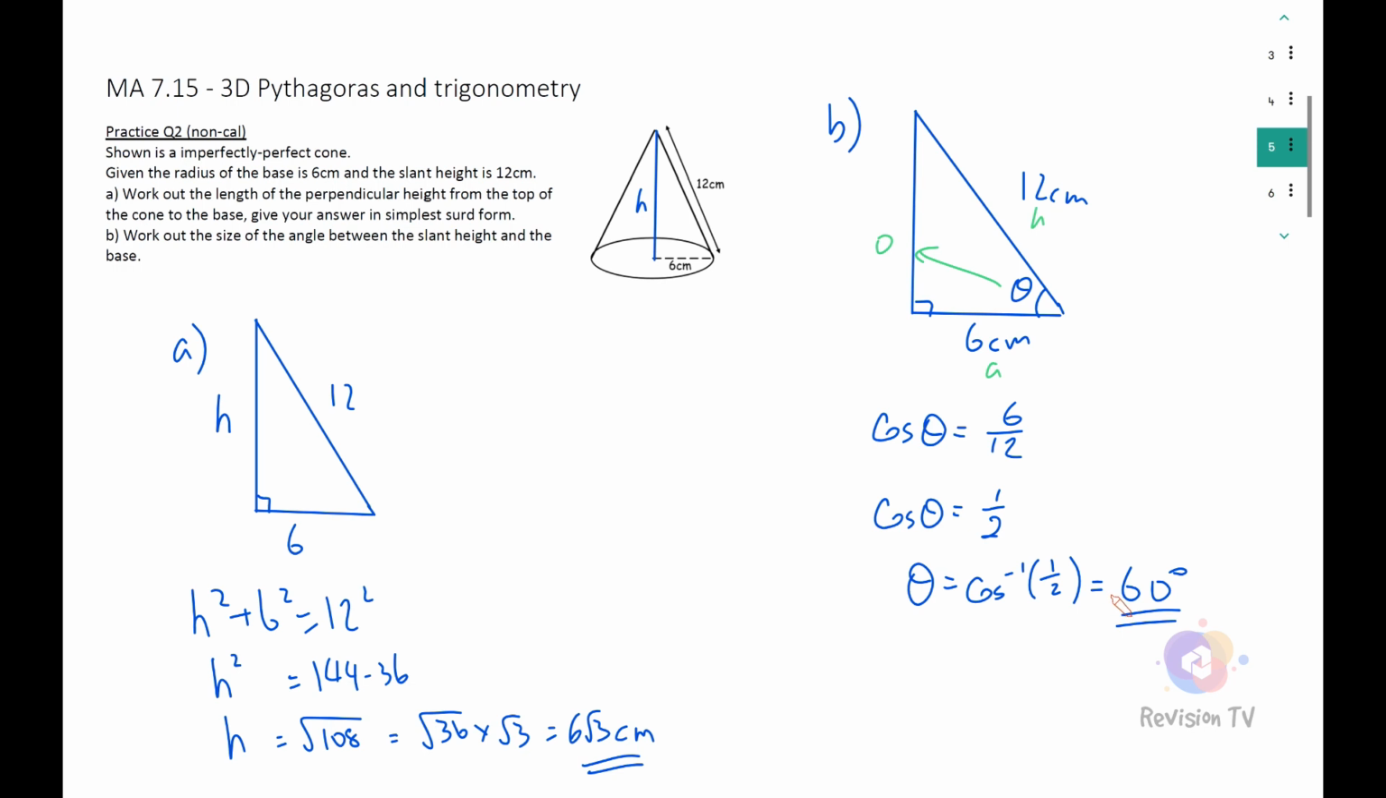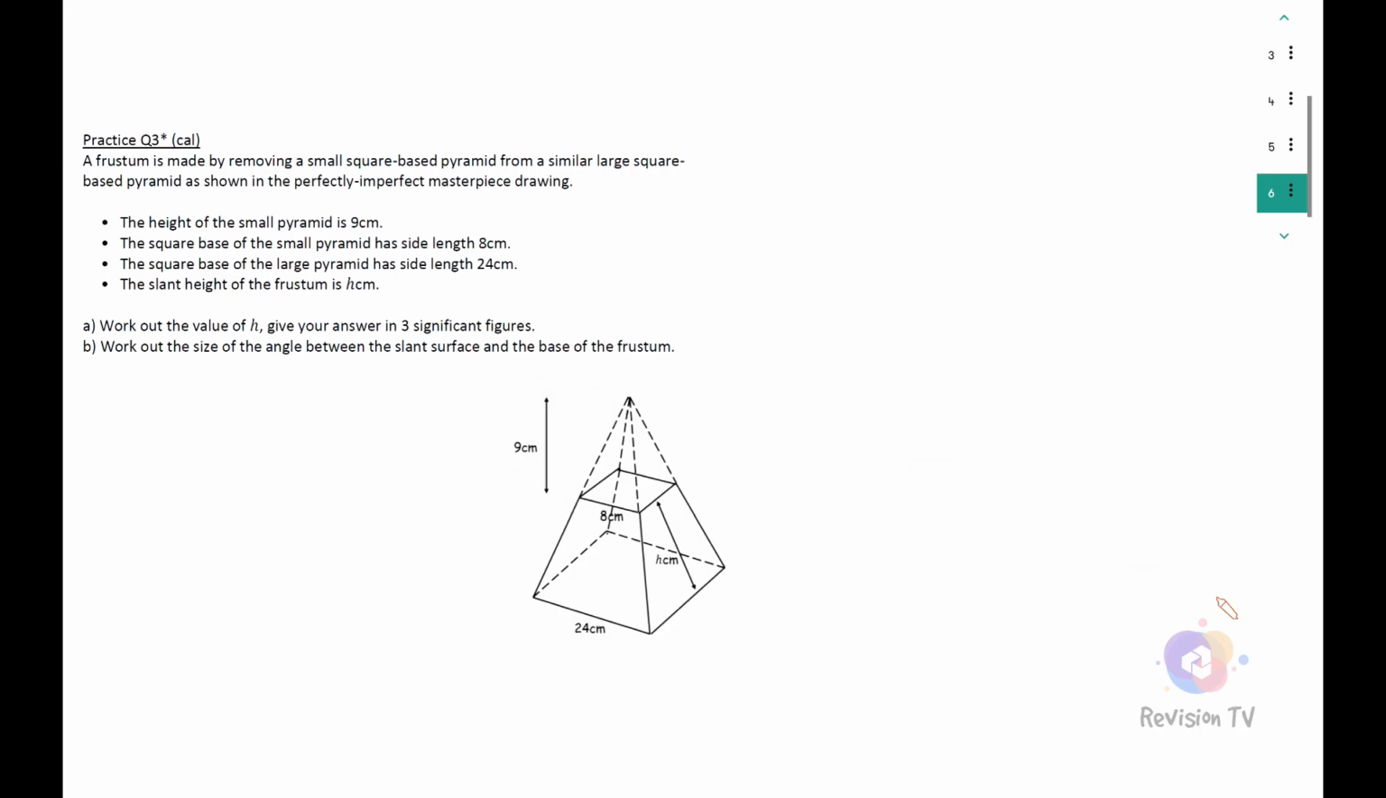Okay, let me ask you a question. What about inverse sine of a half? What's the angle? Do you remember? If your answer is 30 degrees, then that's correct. Well done.